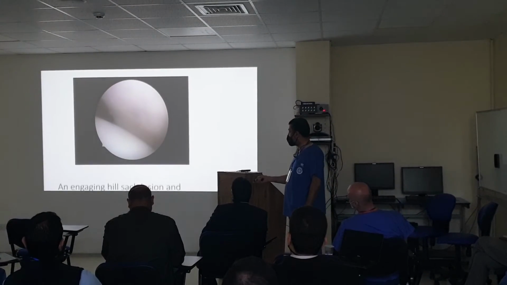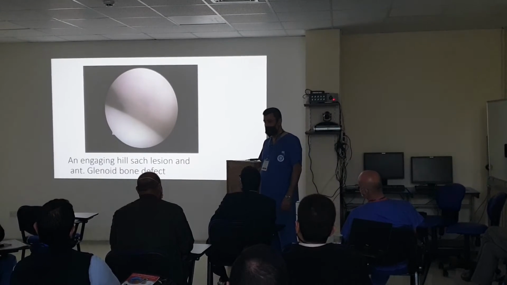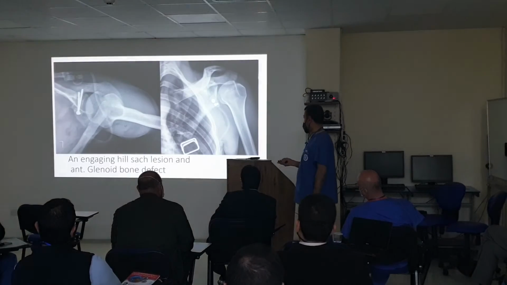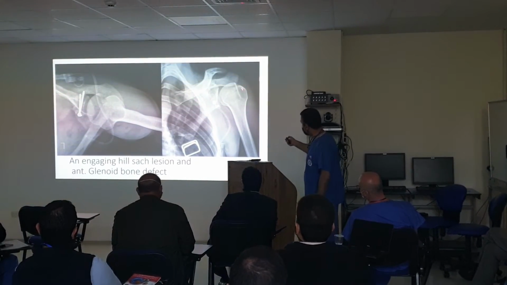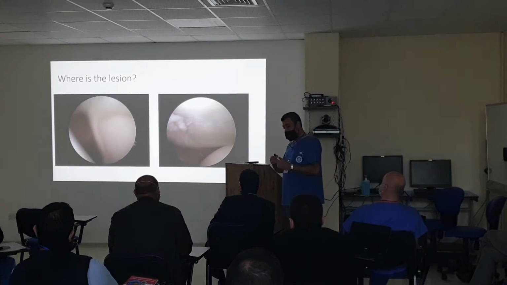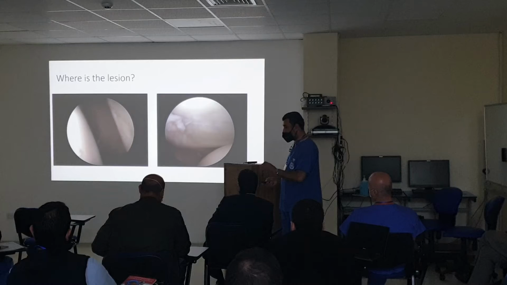So in this case, we have an engaging Hill-Sachs with an anterior glenoid defect. So the treatment is... you see how the X-ray Hill-Sachs is large. So it's very important that our plan can change according to the finding of proper arthroscopy.